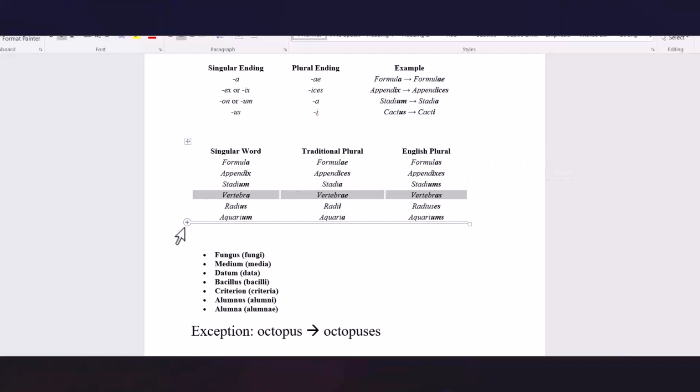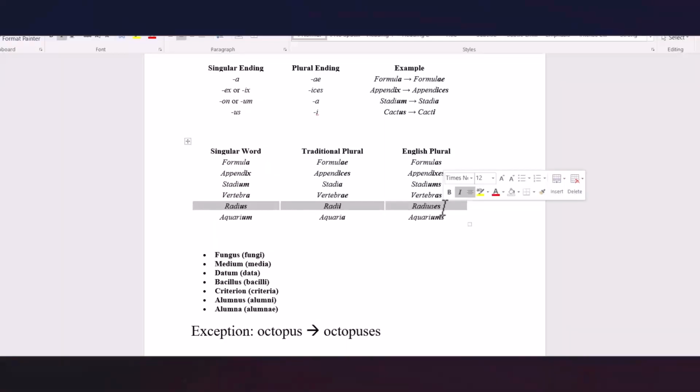Vertebra is a skeletal bone that is part of our skeleton, and it begins from our neck and goes down to our bottom. Each bit is called a vertebra. Radius, radii, radiuses. In English plural, we call it radiuses. You may be familiar with radius in mathematics when we discuss circles in geometry.